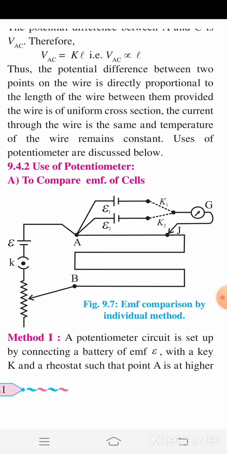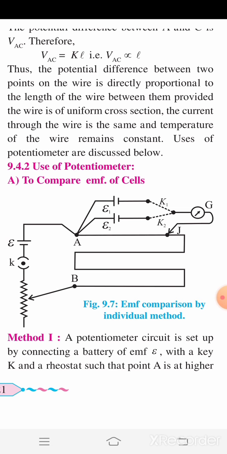In this video, we will study the uses of potentiometer. There are three uses of potentiometer. The potentiometer instrument is used to measure potential difference as well as the EMF of a cell. The second use is to compare the EMF of cells. And the third use is to measure the internal resistance of a cell.